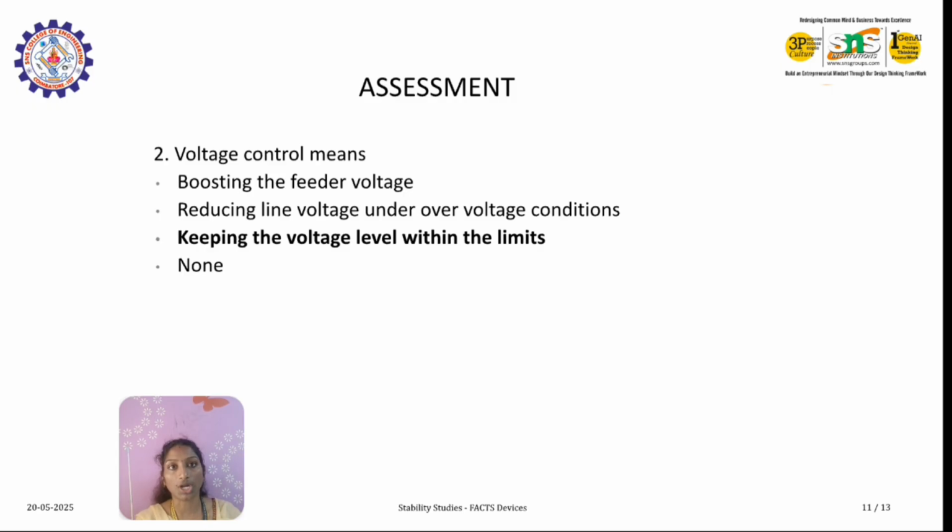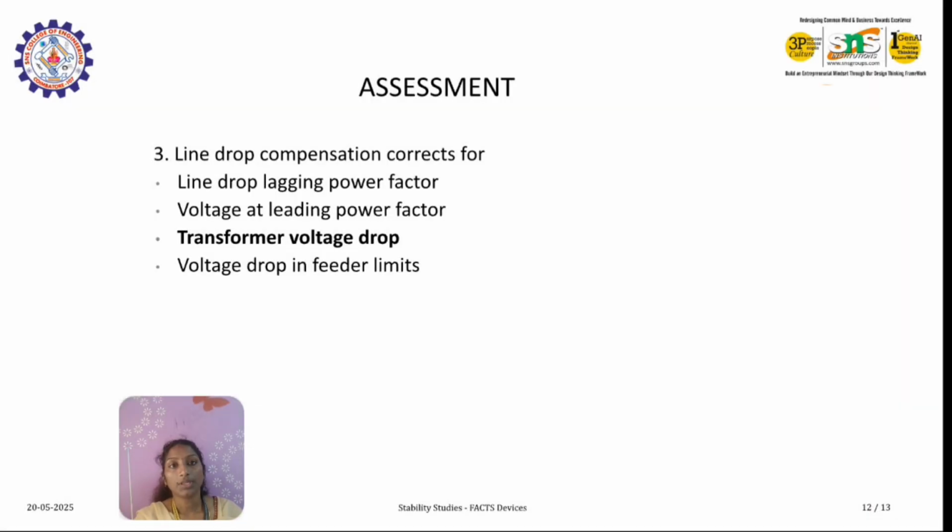Coming to voltage control: does it mean boosting the feeder voltage, reducing line voltage under over voltage conditions, keeping the voltage level within the limit, or none of the above? The purpose of voltage control is to have the voltage level within the limits. So the answer is keeping the voltage level within the limits. The next question: line drop compensation corrects for line drop, lagging power factor, voltage at leading power factor, transformer voltage drop, or voltage drop in feeder units. So the answer is transformer voltage drop.